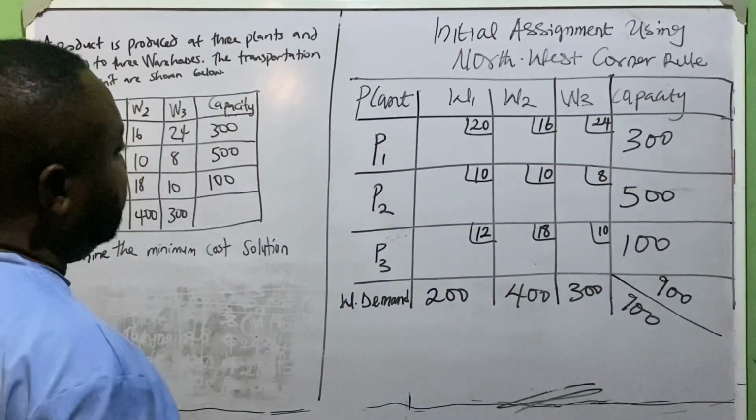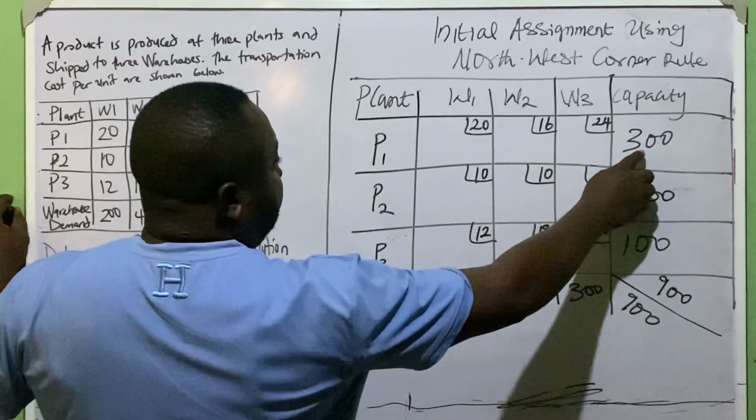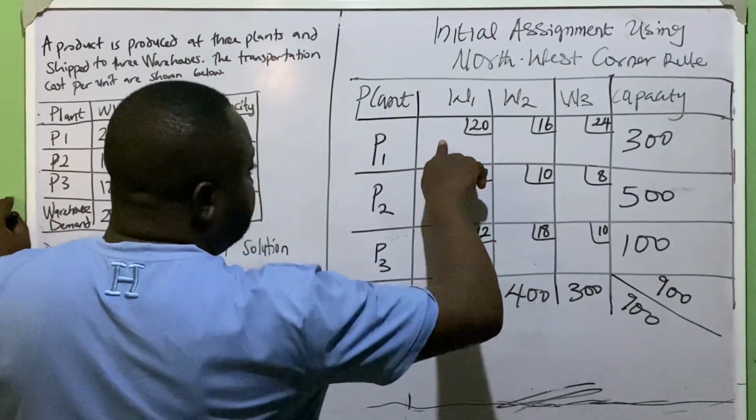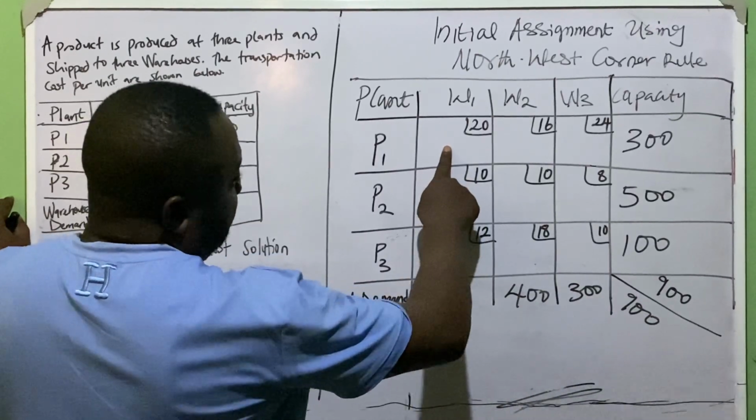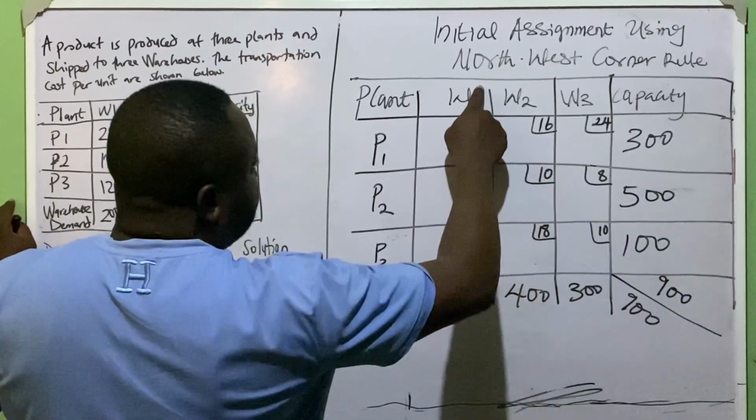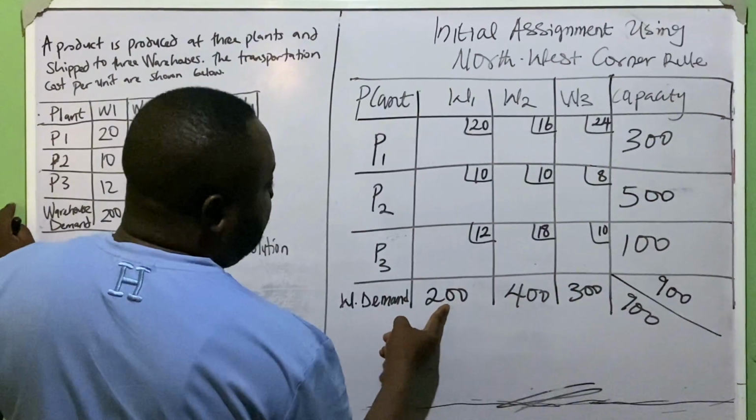So from here, 300, we check what this W1 can hold. We have 300 here, and of course W1 can hold up to 300.